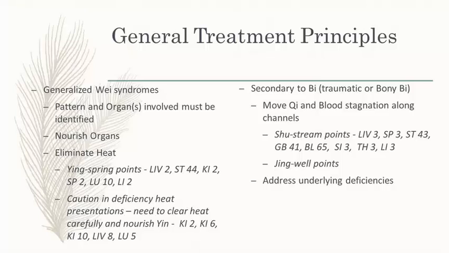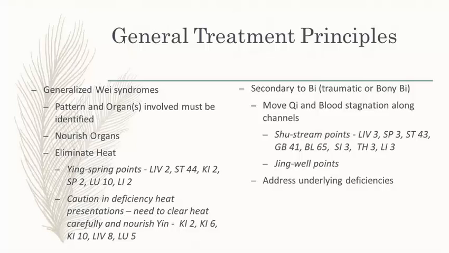So with generalized wave patterns, just generally speaking, you need to identify the pattern in the organ or organs that are involved, because sometimes there's more than one, especially if it's a chronic patient. And as we talked about, as one organ system fails, that's the one thing in Chinese medicine: everybody has to play together, and they do play together. So as one organ system starts to have difficulty, the other organ systems will also try to rescue, or they also become affected. So you need to identify those, nourish those organ systems best you can.